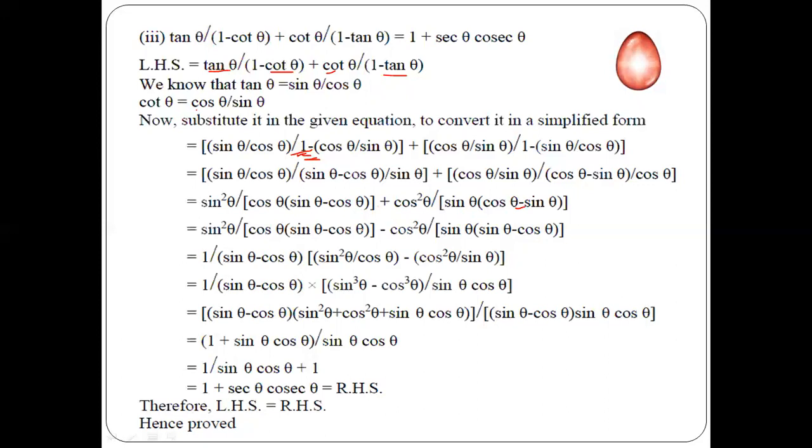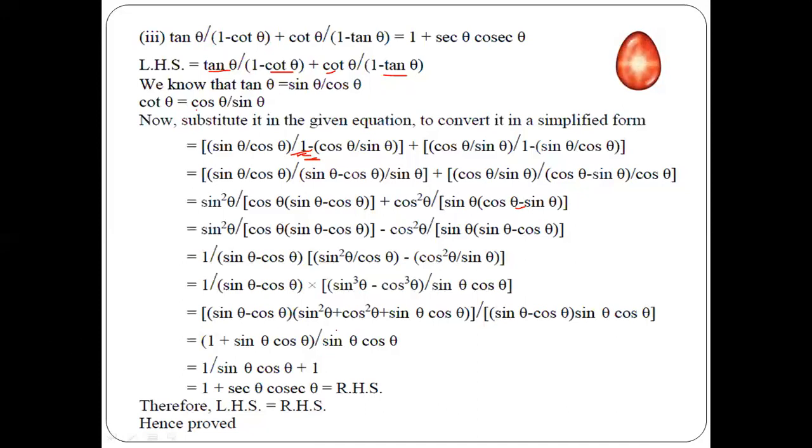1 by sin theta minus cos theta into sin square theta by cos theta minus cos square theta by sin theta. So now 1 by sin theta minus cos theta into sin cube theta minus cos cube theta by sin theta cos theta. Now sin theta minus cos theta into sin square theta plus cos square theta plus sin theta cos theta, by sin theta minus cos theta into sin theta cos theta.